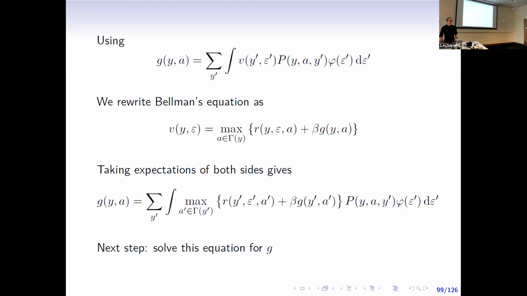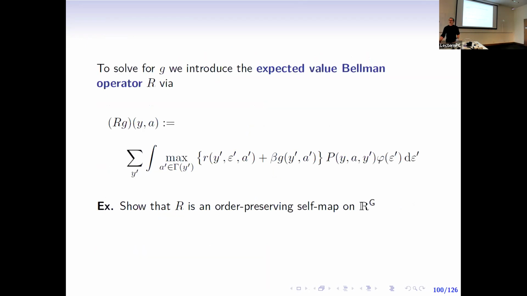So all of that seems reasonable, but we still don't know, if we do in fact solve this for G, does that actually give us an optimal policy? And how do we solve this for G anyway? So what we can do is introduce an operator, which we'll call the expected value Bellman operator, which is defined such that fixed points of this operator exactly coincide with solutions to that equation that I just showed you.